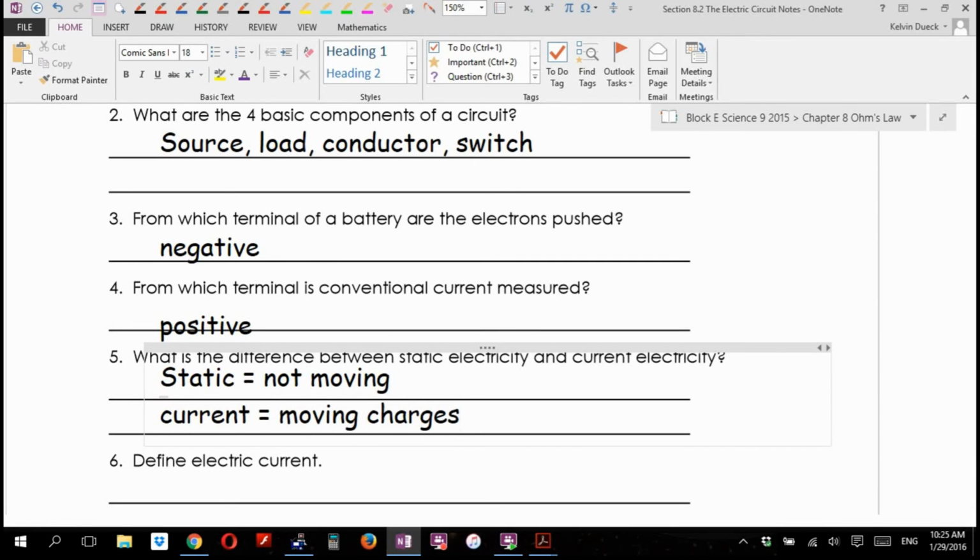Static charges, they're gathered in one place, can't do anything. Now, when you get a shock from something, that's when they turned into current, and that's when you get a shock. But you built that charge up by not letting them move.